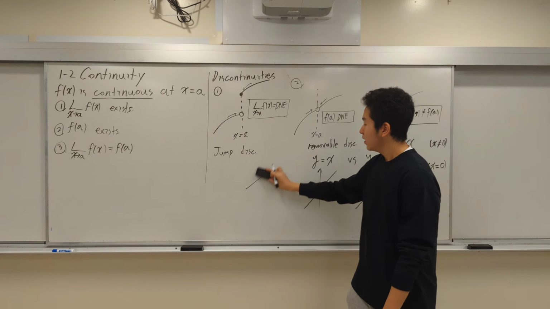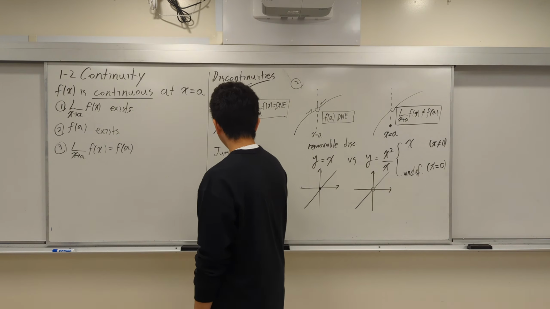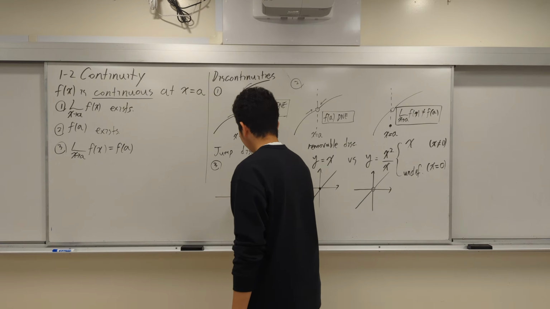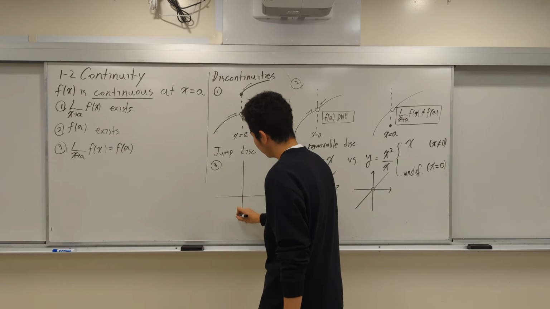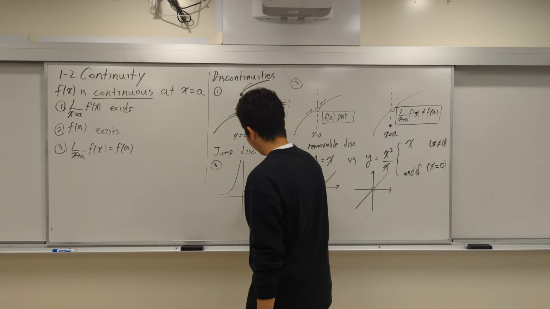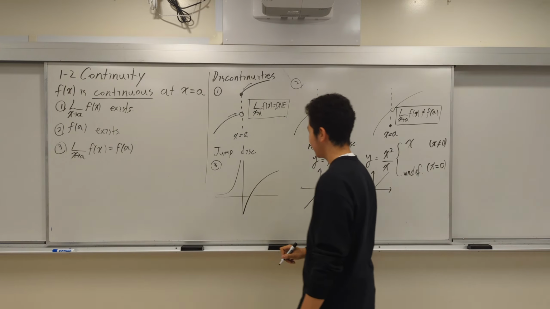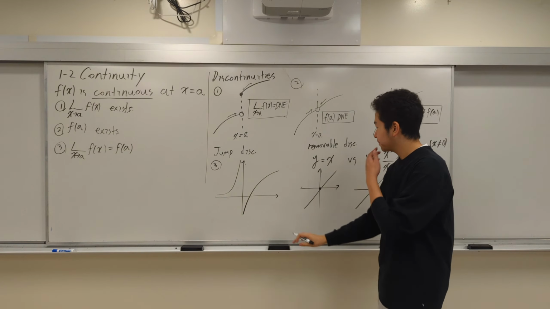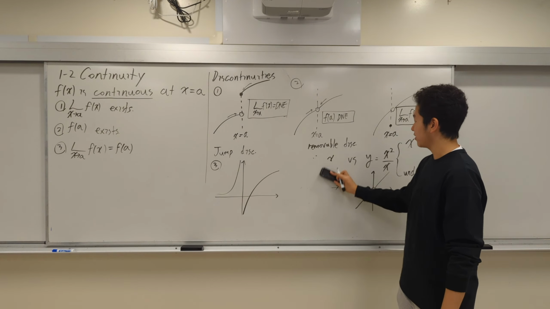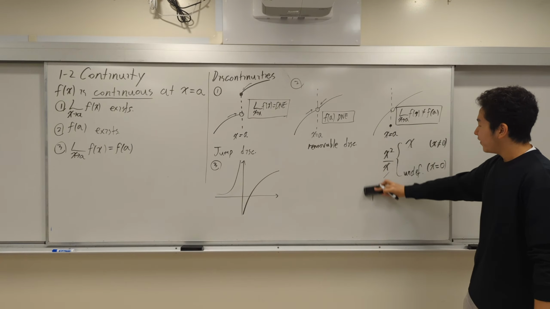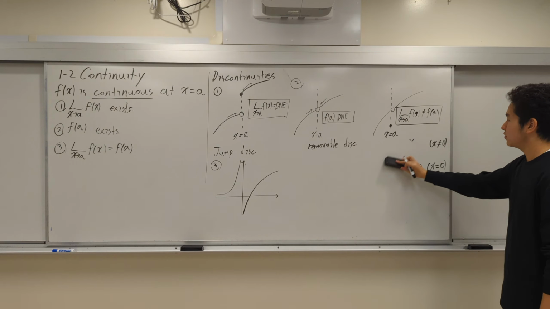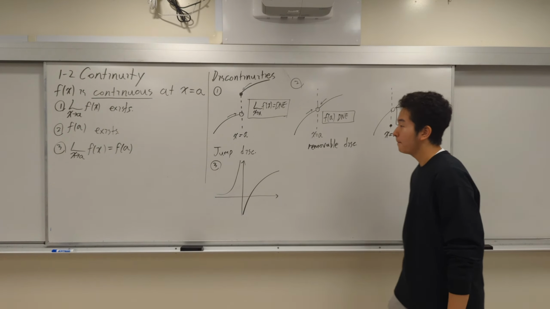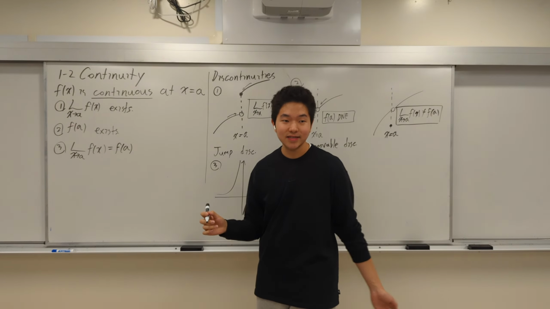So the final type of discontinuity that we're going to talk about is, let's say, if I have a function like that, where the y-axis is like an asymptote. I'll just erase this example here. Is the function continuous at x equals 0 for that one? No. Why not? Because the limit, of course, does not exist, right?